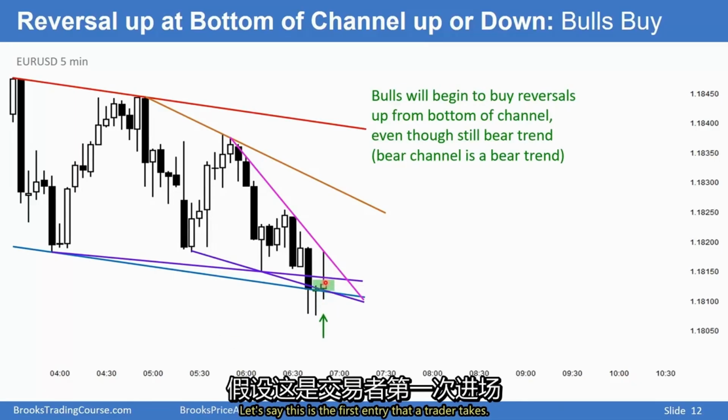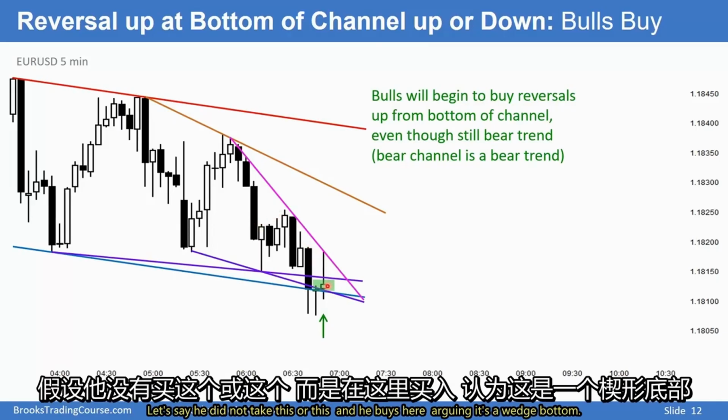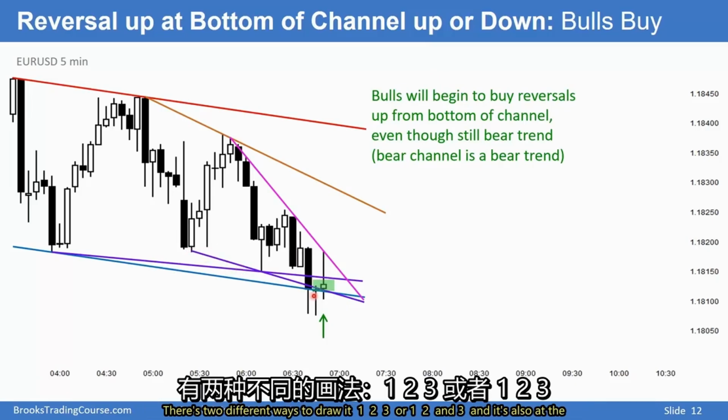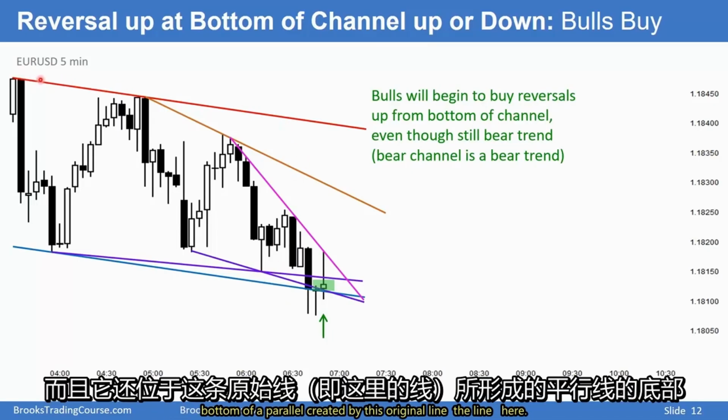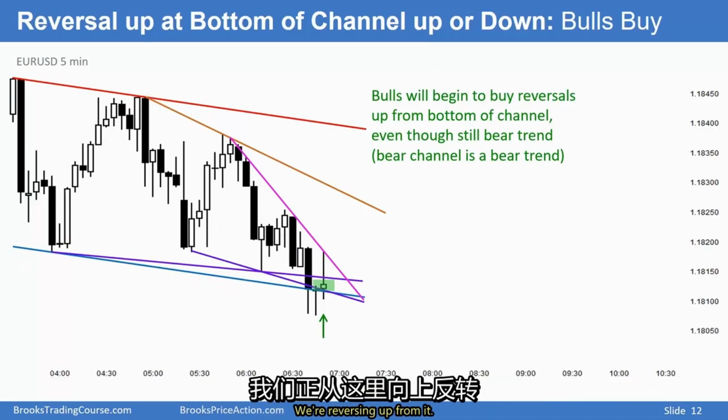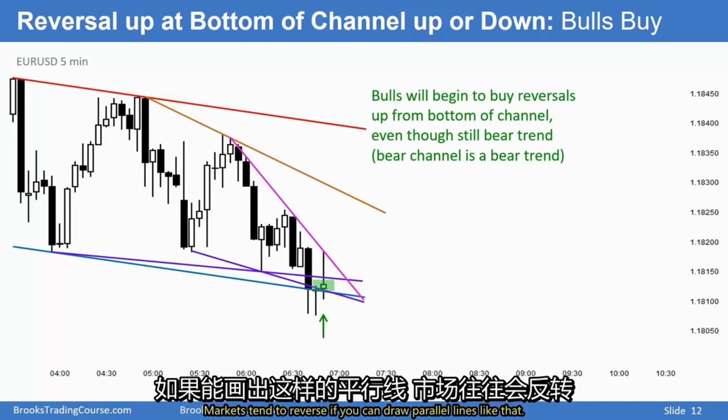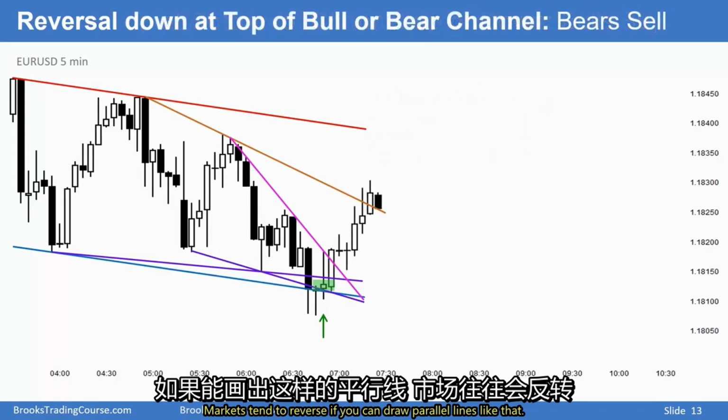Let's say this is the first entry that a trader takes. Let's say he did not take this or this and he buys here, arguing it's a wedge bottom. Two different ways to draw it, 1, 2, 3, or 1, 2, and 3. And it's also at the bottom of a parallel created by this original line. Line right here. We're reversing up from it. Markets tend to reverse if you can draw parallel lines like that.